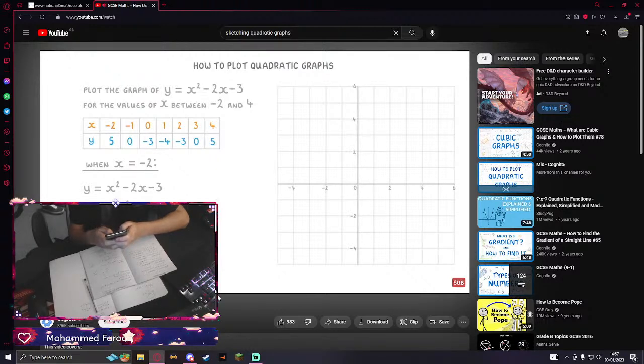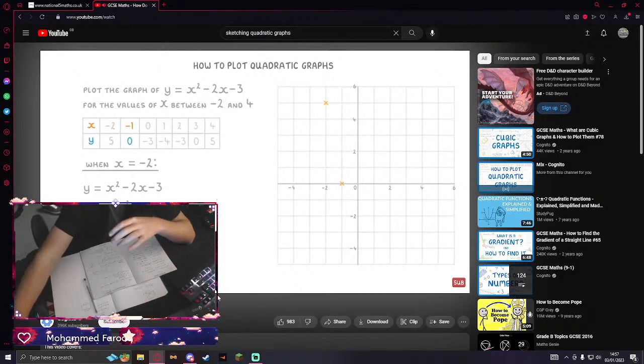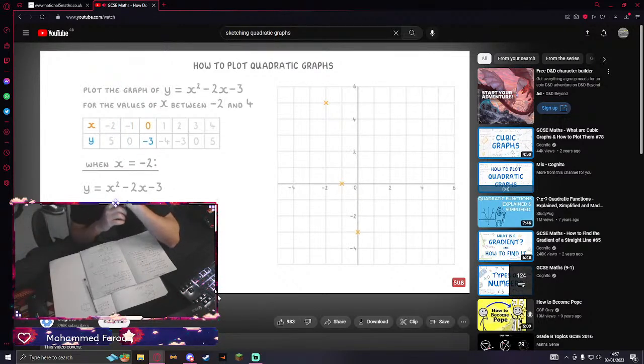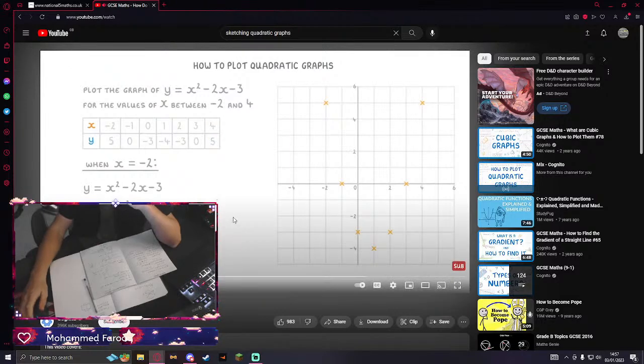Once you've done that, all that's left is to plot the points that you've found and join them all up. So we can plot the first one at minus 2, 5, then the second at minus 1, 0, then 0, minus 3, 1, minus 4, 2, minus 3, 3, 0, and finally 4, 5. And then you can join them all up with a smooth curve.